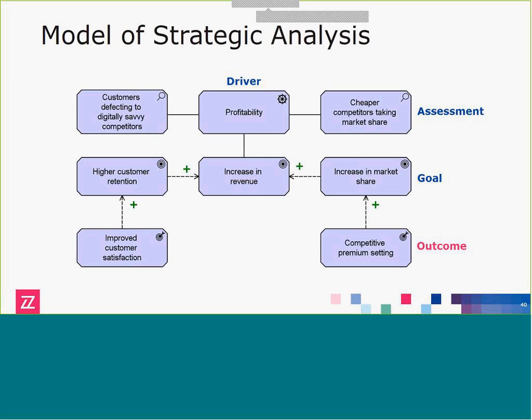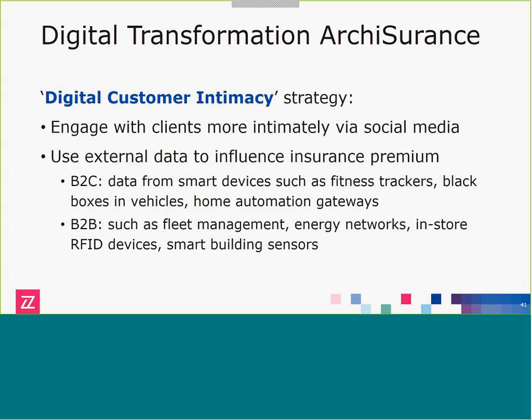So they're already in the language, and then we see outcome as a new concept that's added to ArchiMate. That's the result, having competitive premium setting and improved customer satisfaction. And you see that the symbol is really like a goal with the dart stuck in the bullseye. So it's related to the goal concept. The goal is what you want to achieve. The outcome is what you get.